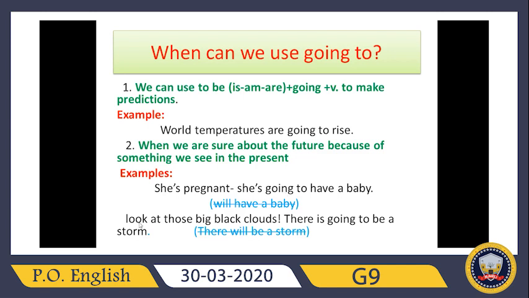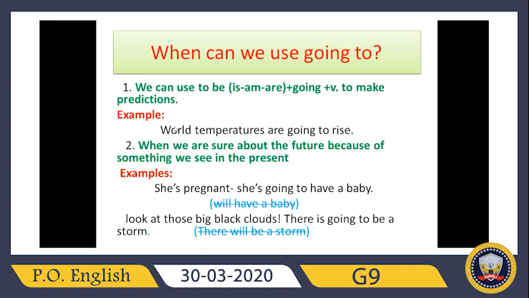The second one: look at those big black clouds. Then we have black clouds. Then sure, it's going to be a storm or it's going to rain, isn't it? We have black clouds, then we are sure that something will happen. What is it? There is a storm. So we can't say there will be a storm. It's wrong. There is going to be a storm.